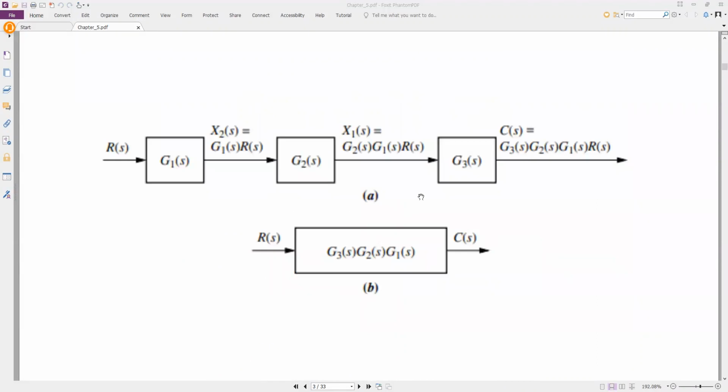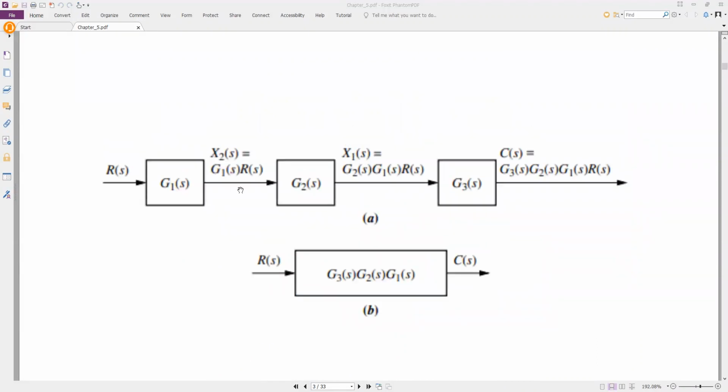Now see the cascaded form. Cascade means 3, 4, 5, many blocks up to n, in a series connection. That means a cascaded connection. If those are in series connection, how can you reduce these blocks into one? Just multiply the transfer functions inside the blocks.